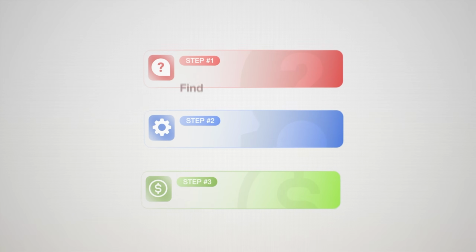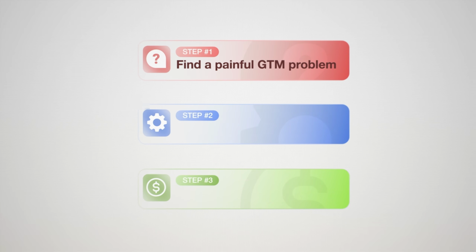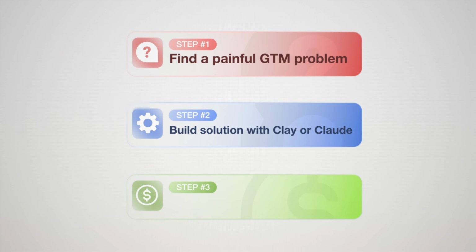Just 3 simple steps. Find a painful GTM problem a business already has, build the solution using Clay or Claude Code, and sell it to them. That's literally the entire process.